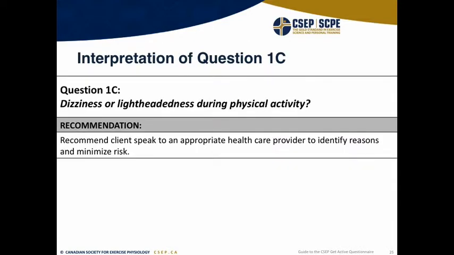Question 1C is about dizziness or lightheadedness during physical activity, and this one is simple. If clients answer yes to having dizziness or lightheadedness, we recommend that they first speak to an appropriate healthcare provider to identify reasons for this dizziness or lightheadedness and minimize risk.